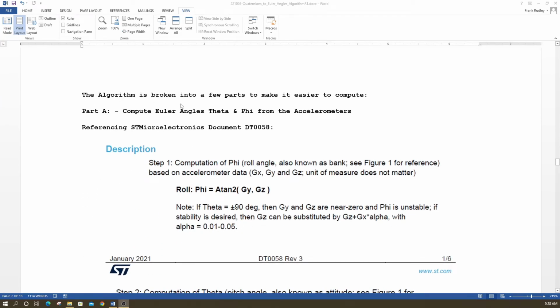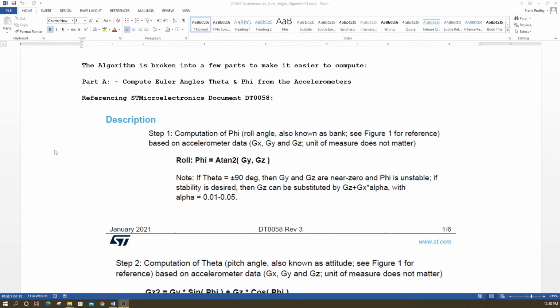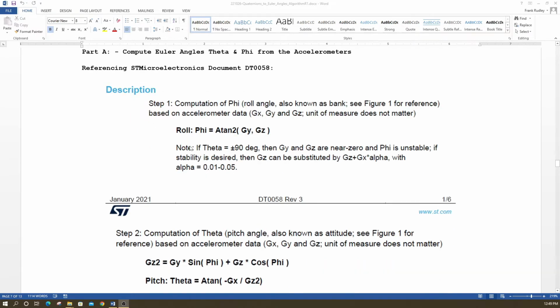So the algorithm is broken into a few parts to make it easier to compute. Part A is to compute the Euler angles theta and phi, that's pitch and roll, from the accelerometer. So this is for our long-term Euler angle computation for theta and phi. It comes from STMicroelectronics document DT0058. This is a cut and paste from that document.